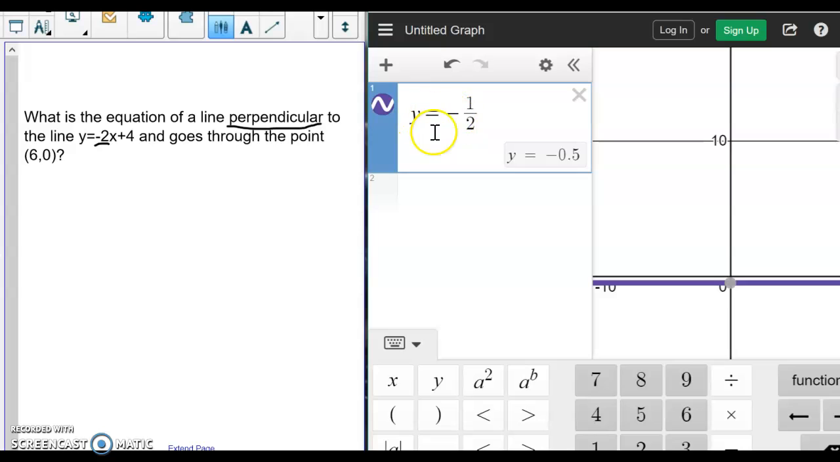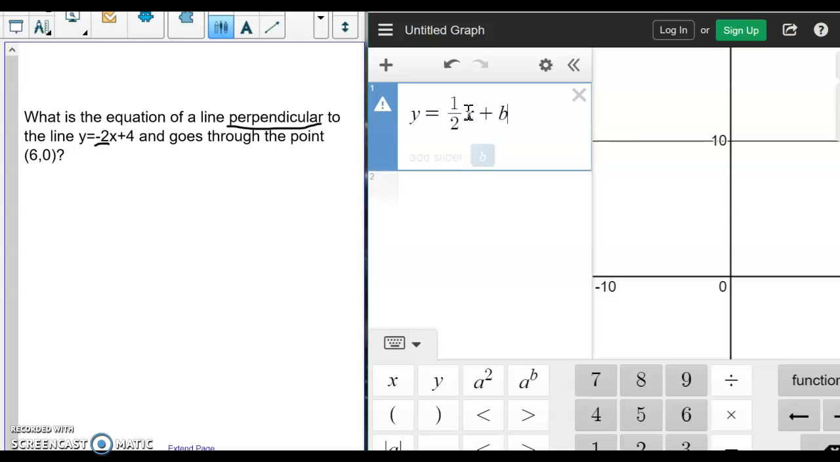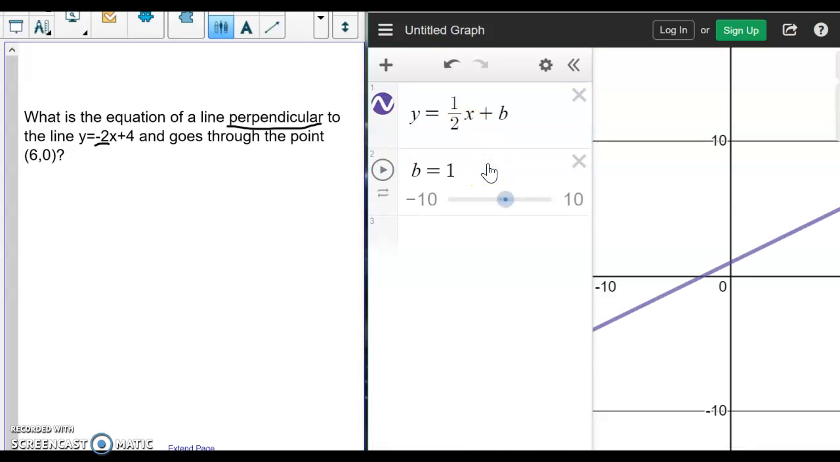And the next step for perpendicular after you flip it is you take the opposite. So you flip it and change the sign. This is a negative, so to change the sign, it is now going to become positive. I add my x, and I'm trying to find the equation of this line. So I now know the slope because it's perpendicular, but I do not know the y-intercept. So I just type in plus b, and I'll click add slider.